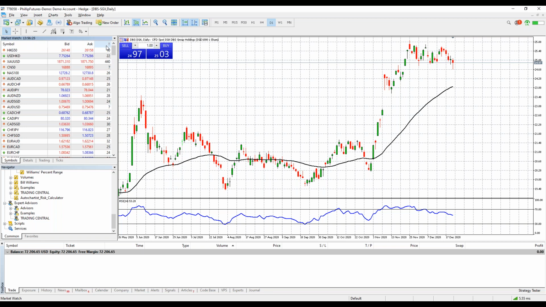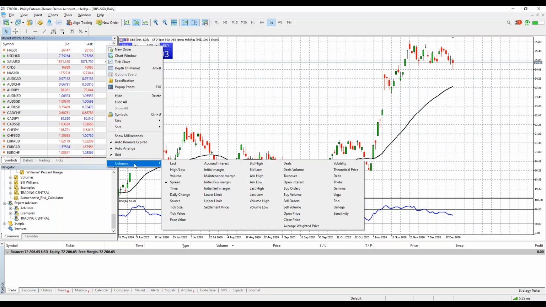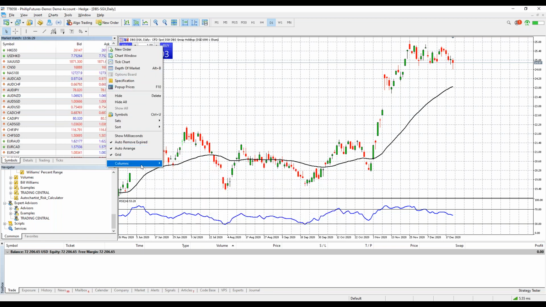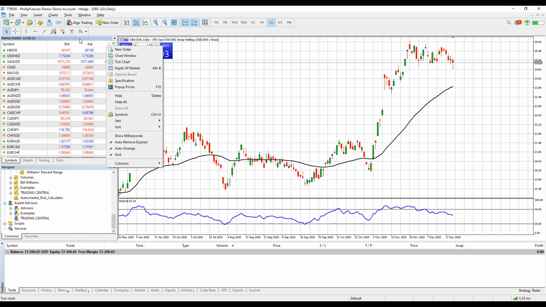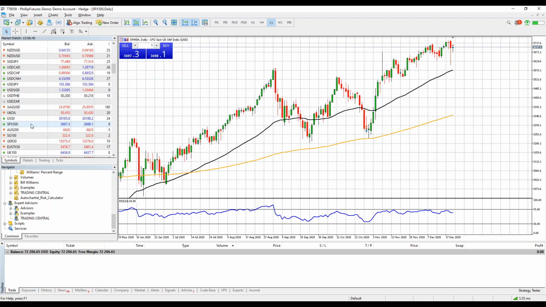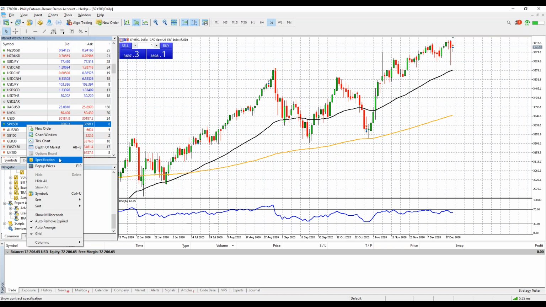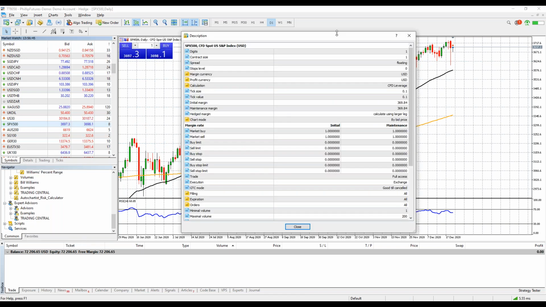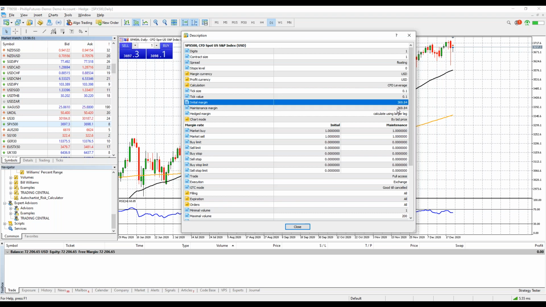Or you can also see over here, if you right click here, you go to columns, you can tick on the spread here, and you will see this exclamation mark. So this is also the spread in points. Example, let's say I look at S&P 500, I right click again and go to specification. What it means is that right now it's 3,700 points. 1 point is worth $1. To place one lot, I need a margin of 370 US dollars. So this is a 10% margin requirement.